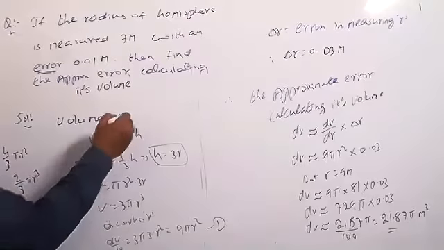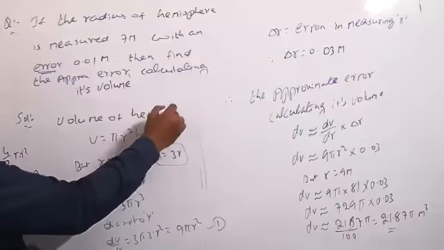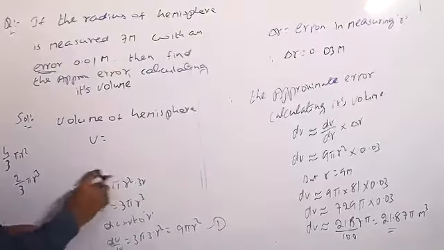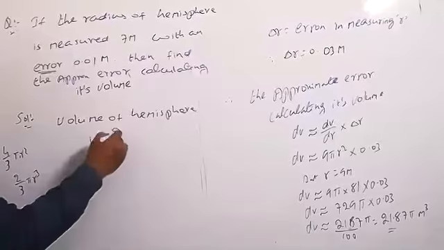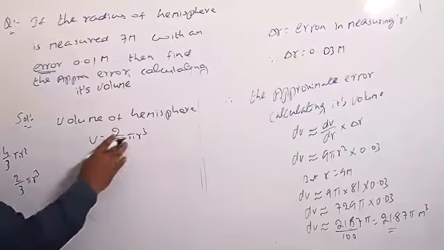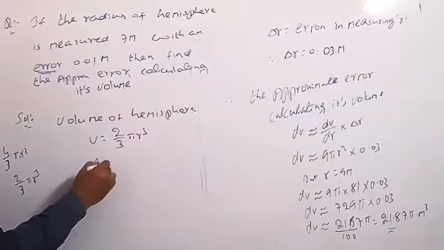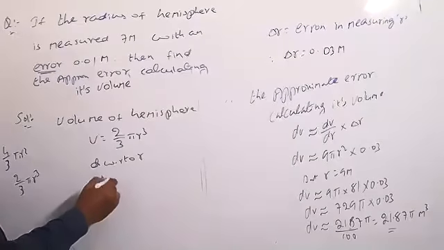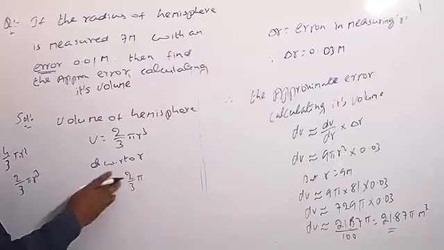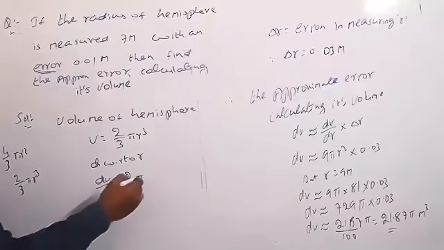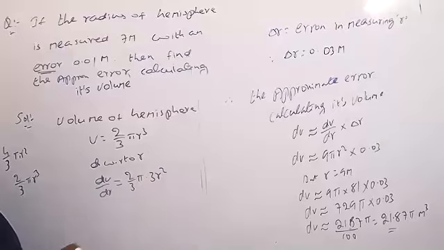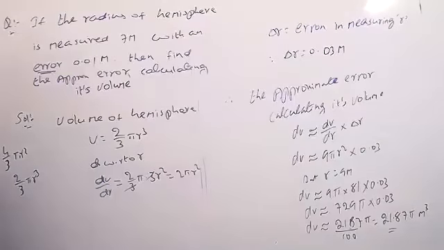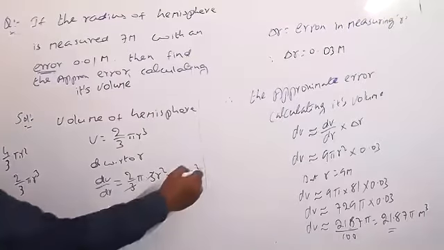Here you can write the volume of hemisphere equals 2 by 3 pi r cube. So differentiate with respect to r on both sides. dV by dr equals, 2 by 3 pi is the constant, then r cube gives 3r square. So 3 will be cancelled. It is equal to 2 pi r square. Take this as equation number 1.